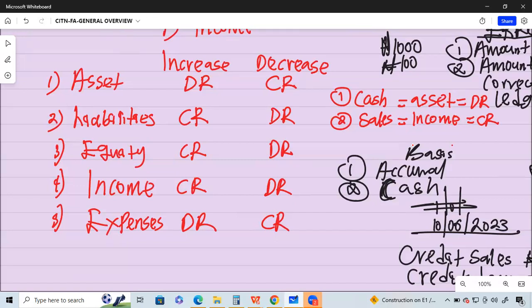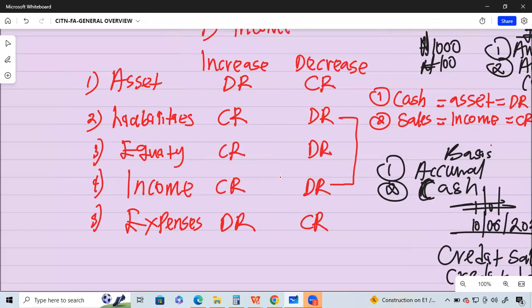If there's an increase in assets, there's an increase in liability, equity, income, and what? And you can even learn it the quick way. So this and this have the same treatment. Your liability, your equity, your income have the same treatment. The way you treat your liability is the same way you treat your equity, and also the same way you treat your income. And the same thing is also applicable to asset and expenses. The way you treat your asset is also going to be the same way you treat your expenses.